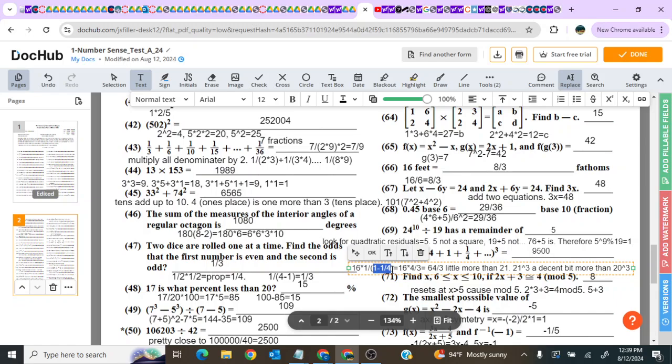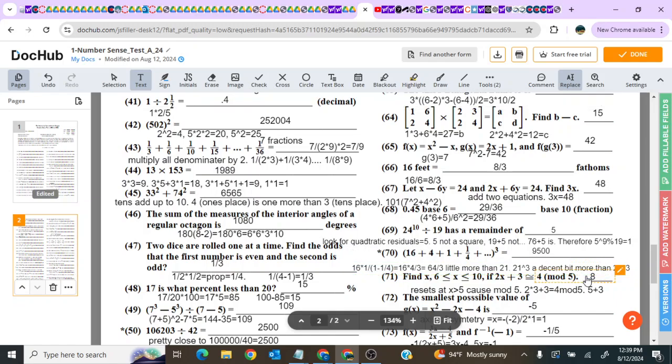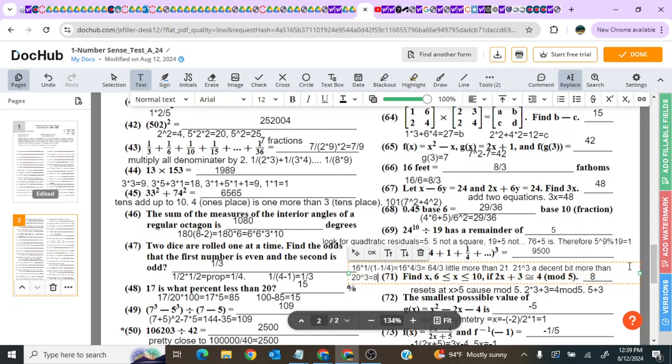And 21 cubed is a decent bit more than 20 powered to 3. So I modified 21 cubed to go from 8,000 to 9,000. Then it's been a little more than 21, so 9,000 to 9,500, which is in range. So yeah.